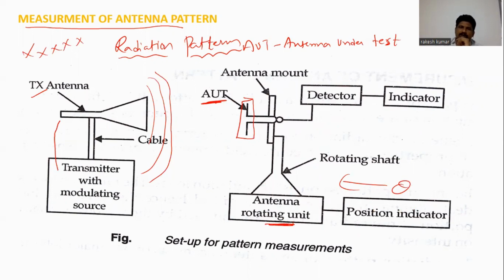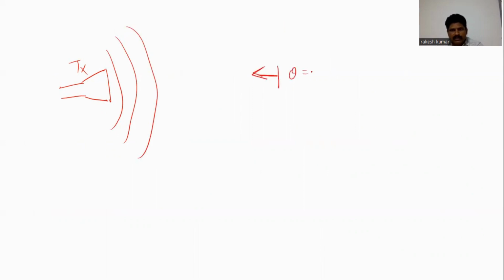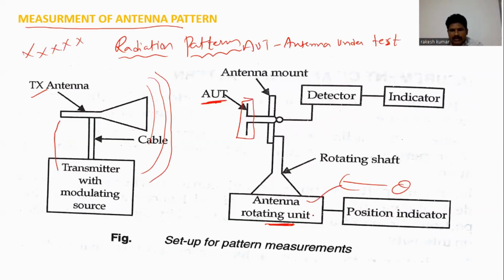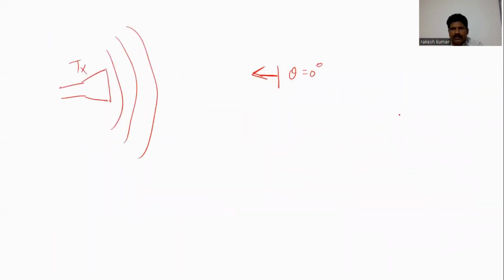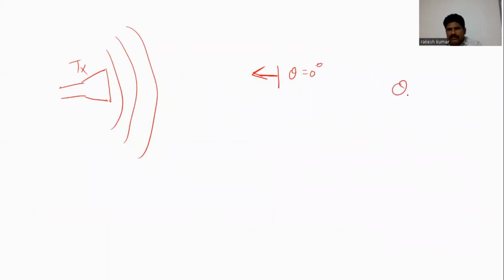So for example, this is my antenna, and this is my transmitting antenna. Let us consider TX. It is radiating the signals. Here you have kept your antenna like this. Let us consider it is theta equal to 0. Now, by using this antenna rotating unit, and by using this detector and indicator, you will notice at theta equal to 0 degrees how much electrical field, normalized electrical field, I have received.